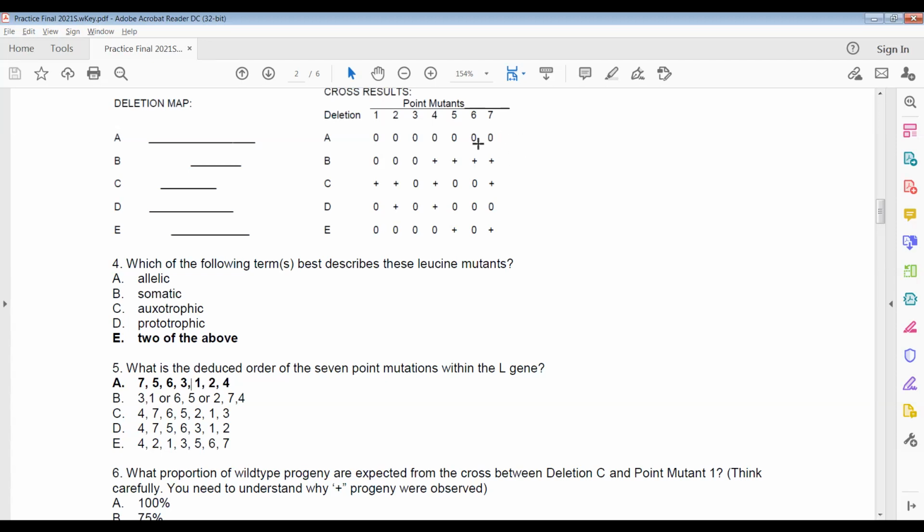So in the table, those zeros are separated because we do not have the right order yet. But once you get the right order, you can see that for the deletion C, these 3 zeros should be adjacent to each other. Does that make sense?